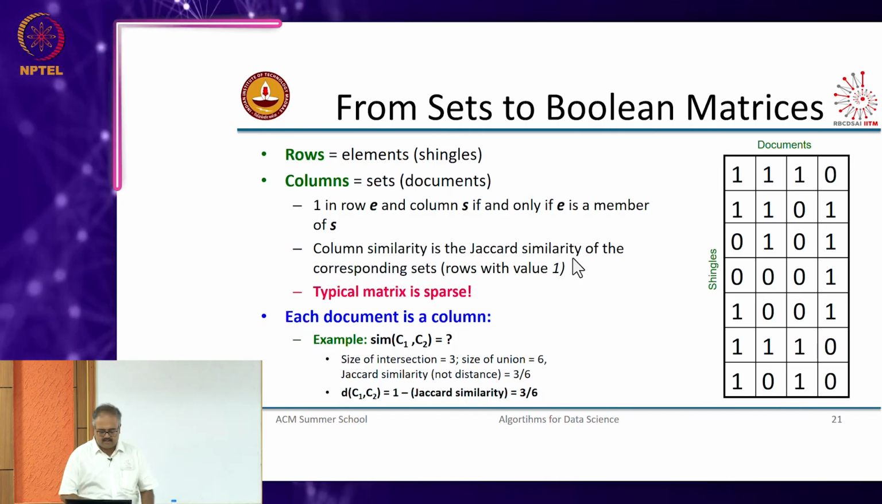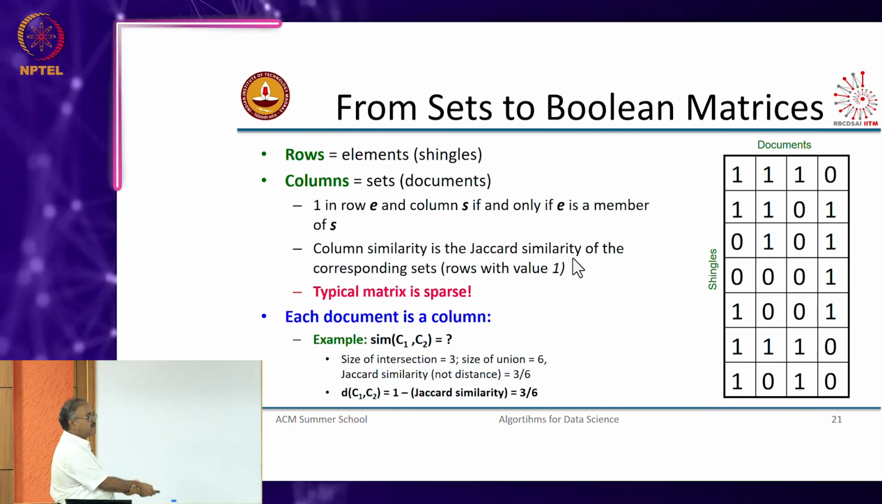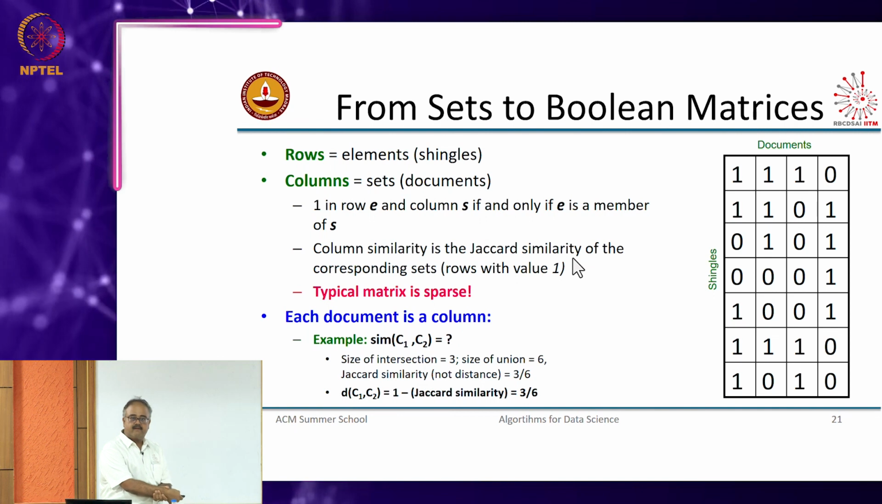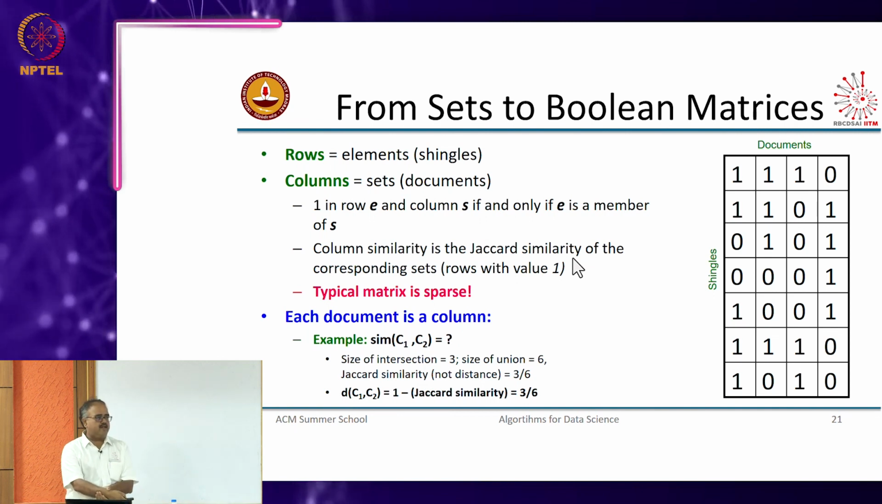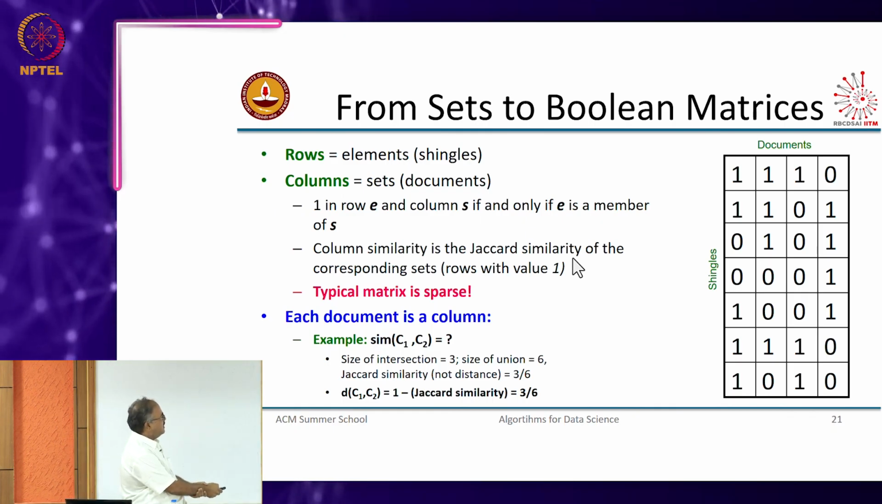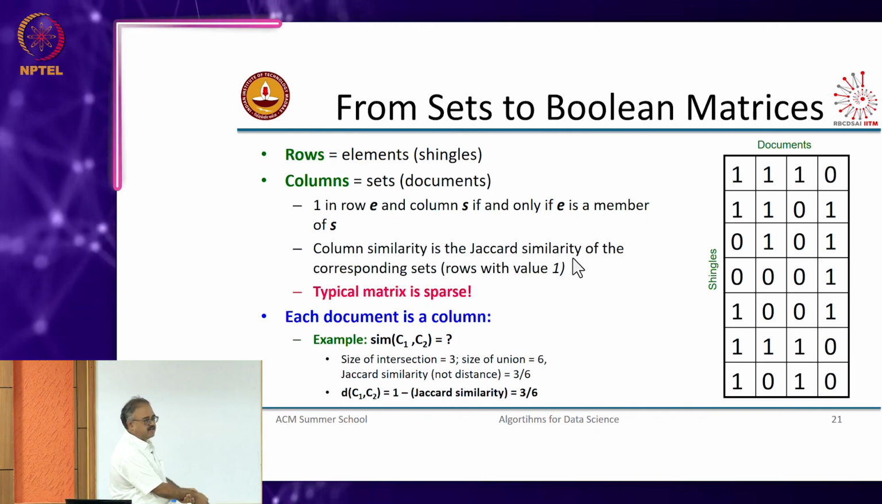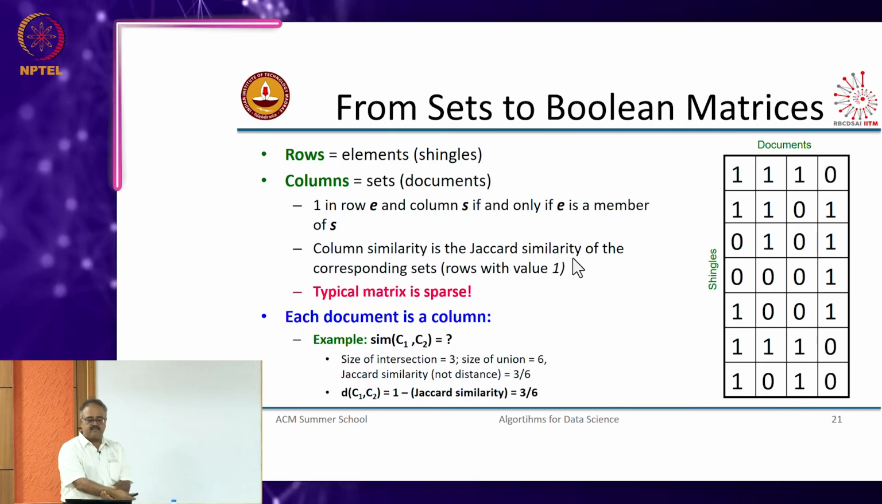Okay. So what does this matrix do? The columns are documents, and the rows are shingles. If a shingle is in a document, then I'll have a 1 there. If it's not there in the document, I'll have a 0. So the first document has shingles 1, 2, 5, 6, and 7. To read the document, you read down the column. Okay. So this is the representation.